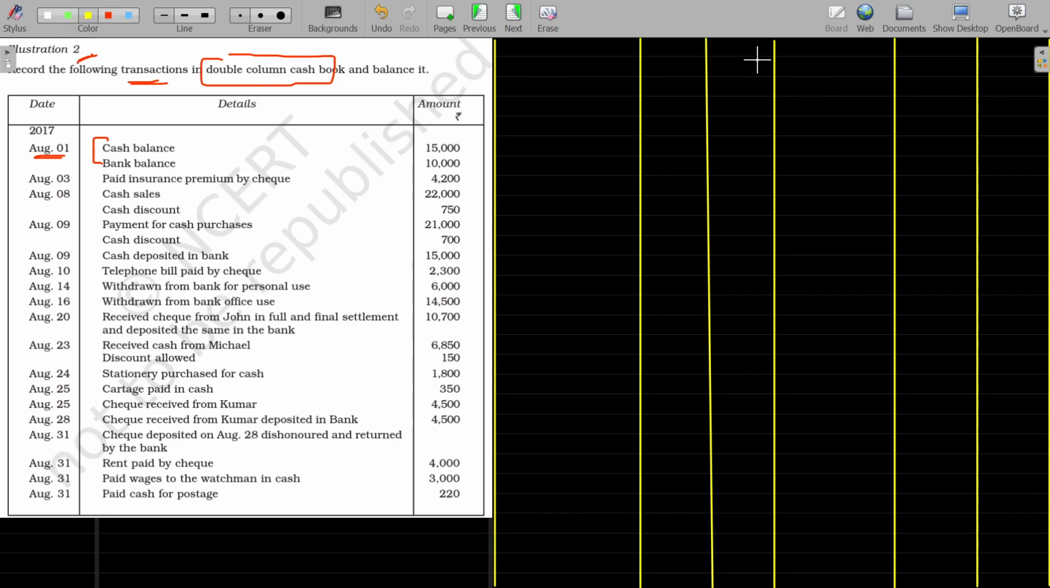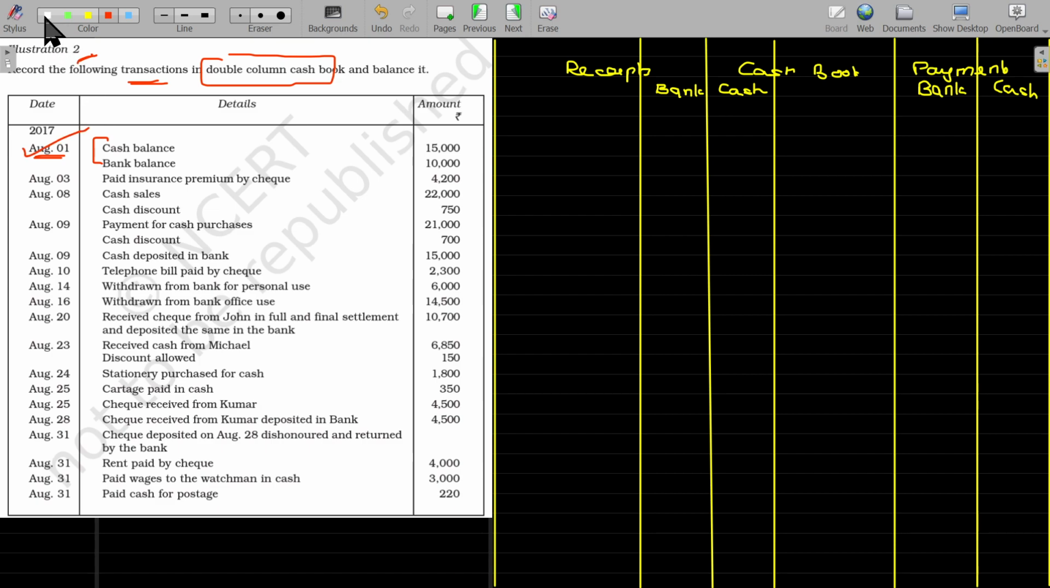Let's see here. Cash book. And of course, the left hand side is receipts and right hand side is payments. One column is for bank, another column is for cash. Receipts in cash, receipts in bank. Bank and cash. Now let me start posting here.